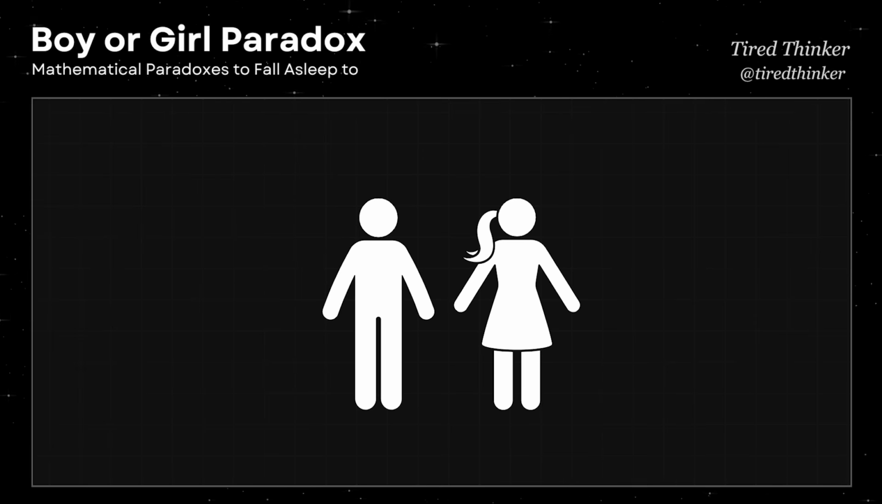The lesson from the boy or girl paradox is that probability is not always intuitive. People tend to think in terms of simple ratios, but real-world probabilities depend on context. Understanding how information affects probability helps in everyday decisions, from medical choices to financial planning.